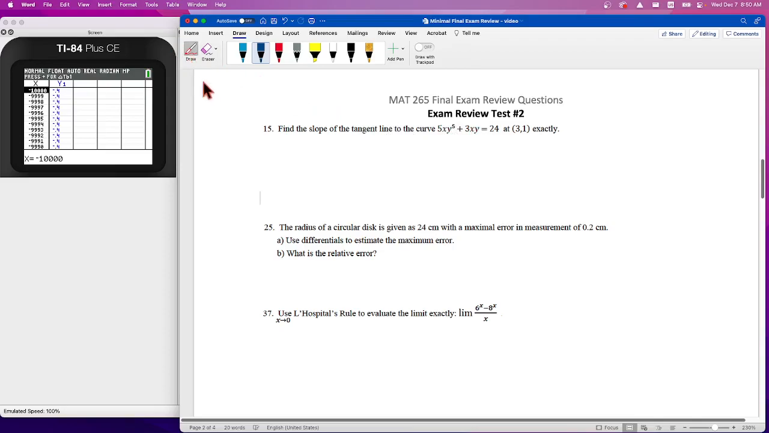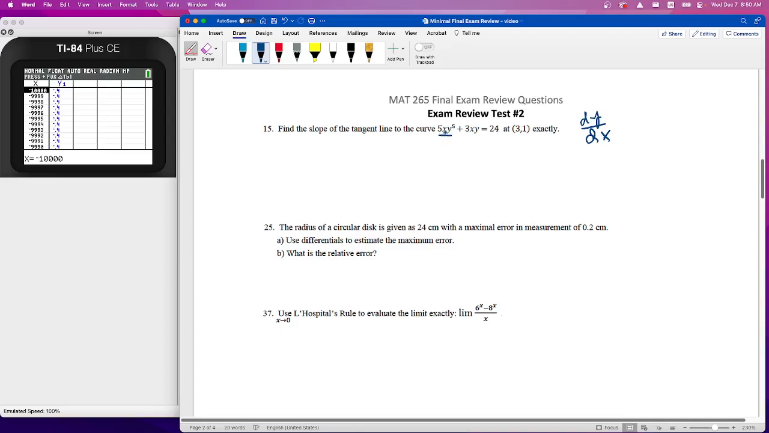So what we're going to be doing is using implicit differentiation, and the slope of the tangent line is going to be dy/dx, right? So we're looking for, could have just as easily said, solve for dy/dx. So we're going to take this function and do implicit differentiation.